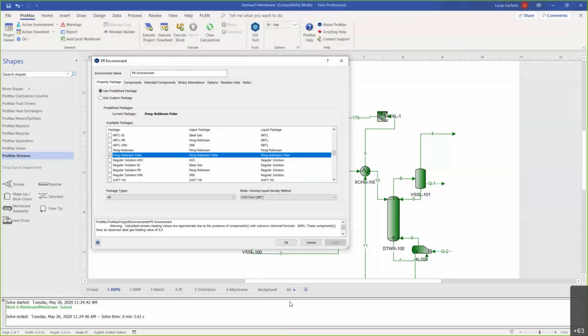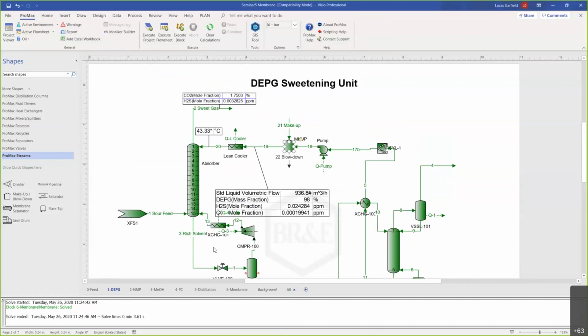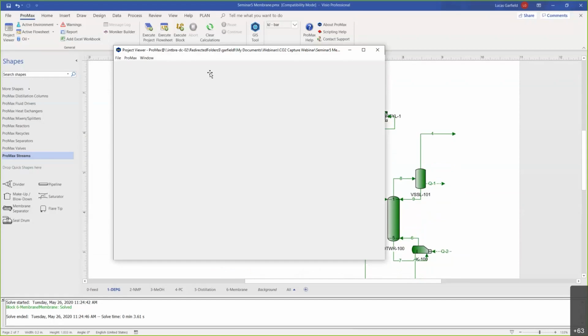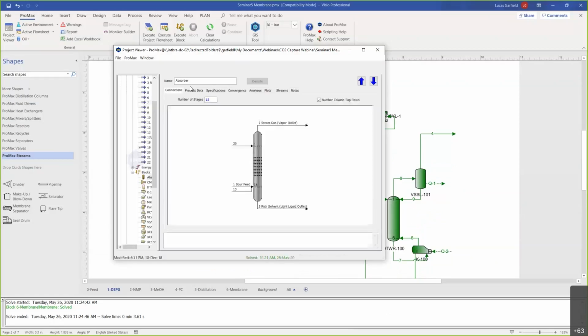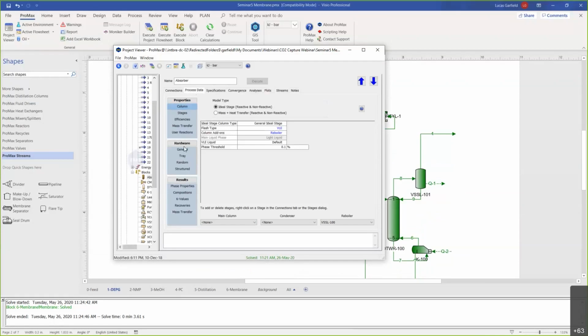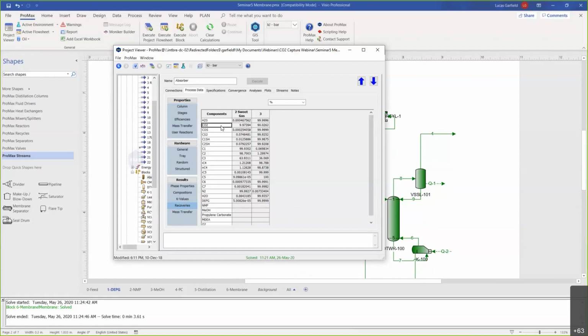So all of the molecules that I just showed you, with the exception of the Fluor solvent, can be simulated using this polar property package. And then if we take a look at the performance of the unit, you can see that we're achieving about 1.75% CO2 in the overhead. And if I open up the absorber and we look at what the recovery is, I can go to process data here, and we can go to recoveries. You can see that we're recovering about 90% of the CO2.